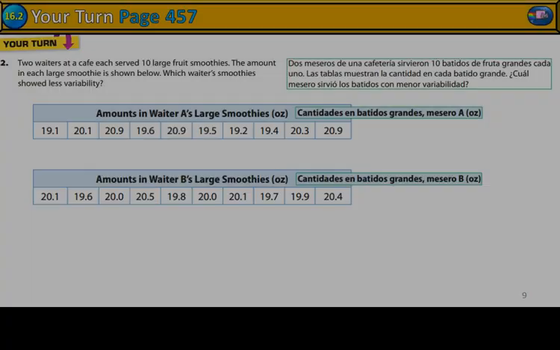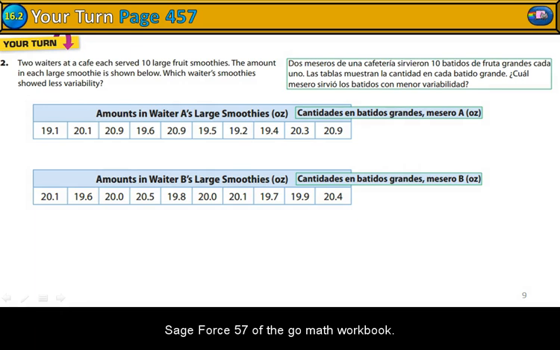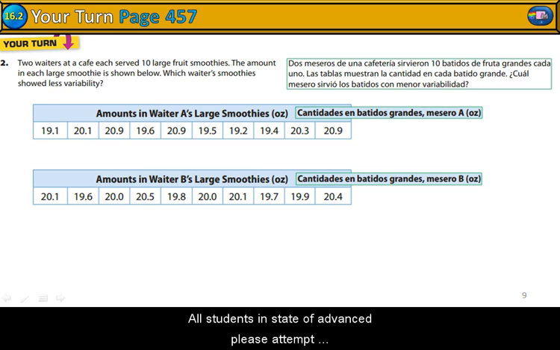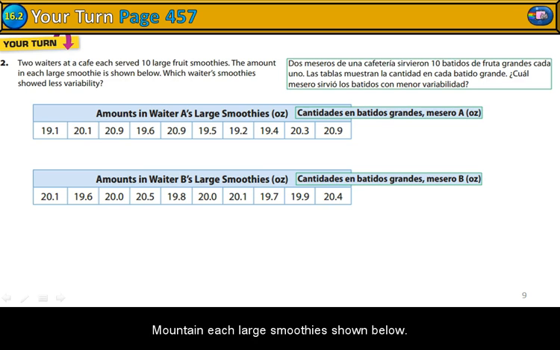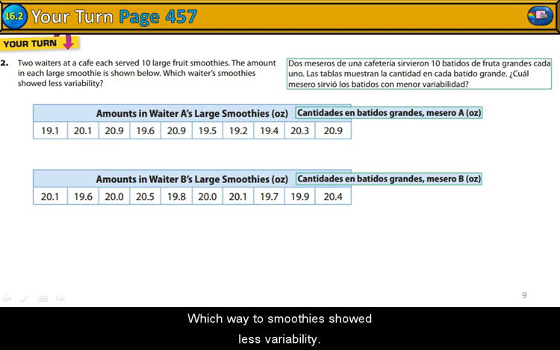Let's continue. On page 457 of the Go Math Workbook is the Your Turn section, starting with number 2. All students in Standard and Advanced, please attempt these math problems. The scenario reads that 2 waiters at a cafe each serve 10 large fruit smoothies. The amount in each large smoothie is shown below. Which waiter's smoothies showed less variability?